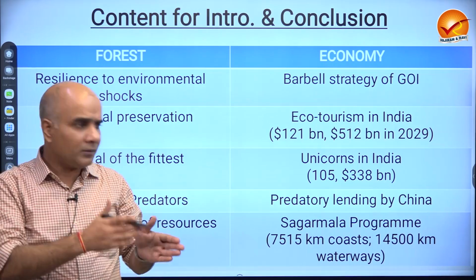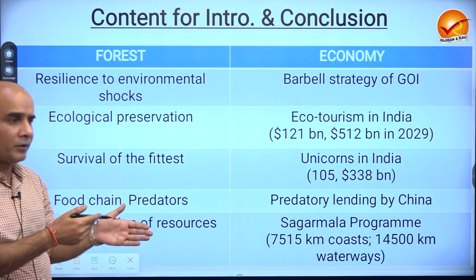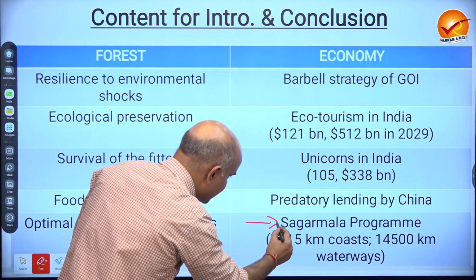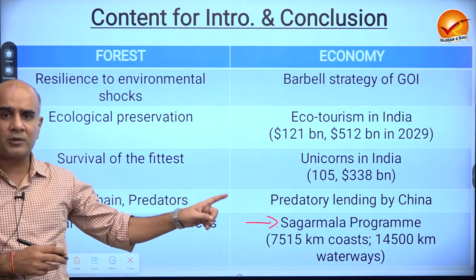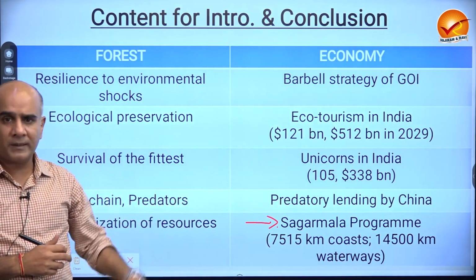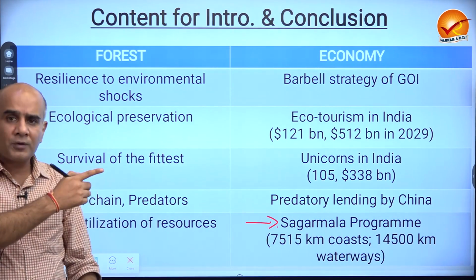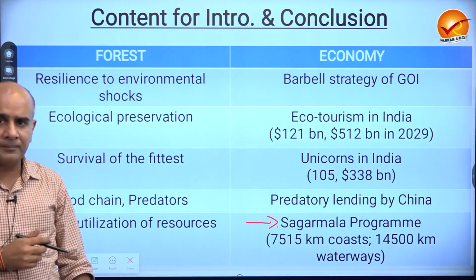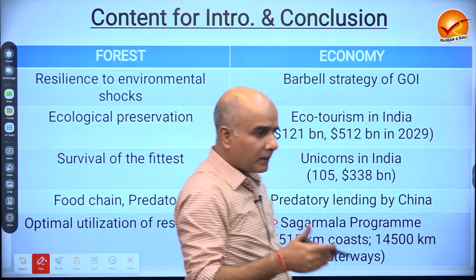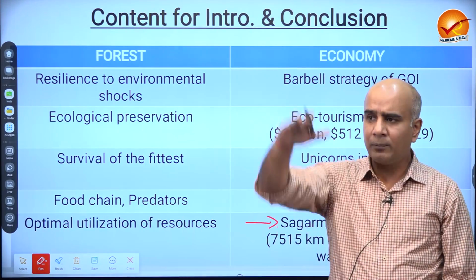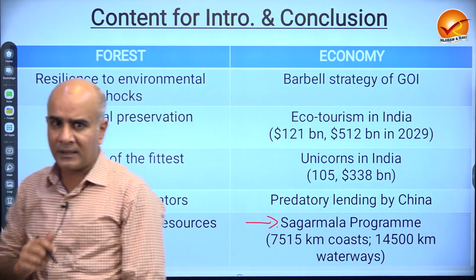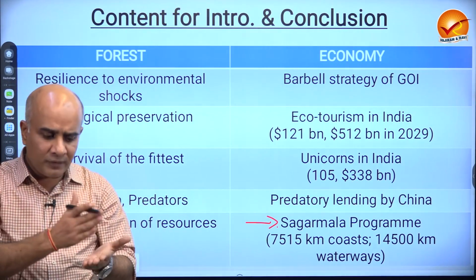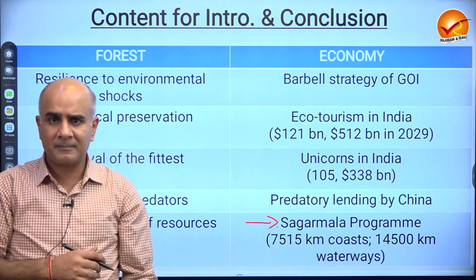Similarly, what do we learn from there? Optimum utilization. In India, what do we utilize? We utilize 7,500 kilometers of our coastline. We utilize 14,000 kilometers of our inland waterways. And this takes the form now of the Sagarmala program. Once the Sagarmala program is completed, what will it do? It will significantly reduce infrastructural and transportation costs in the country, boosting the chances of India achieving economic excellence.